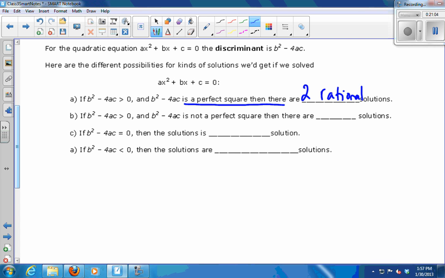And if the number under the square root is positive, but it's not a perfect square, that's when you get the 2 ugly answers, 2 irrational solutions. If b squared minus 4ac is 0, the number under the radical is 0, you get 1 rational solution, 1 nice friendly number. And if the number under the square root comes out negative, you end up with 2 non-real solutions.